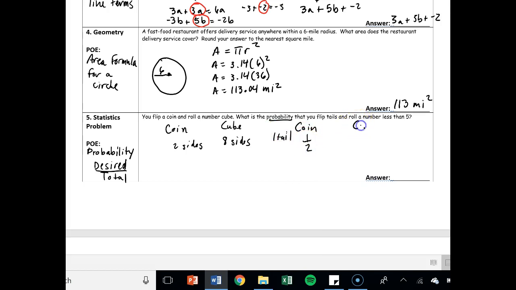And for your cube, you've got 4 numbers less than 5, because 1, 2, 3, 4. So 4 out of 8. And so you're just going to multiply those two probabilities. 1/2 times 4 out of 8 gets you 4/16, and that simplifies to 1/4. Or if you want to put it as a percent, 25% probability of flipping a tail and getting a number less than 5.